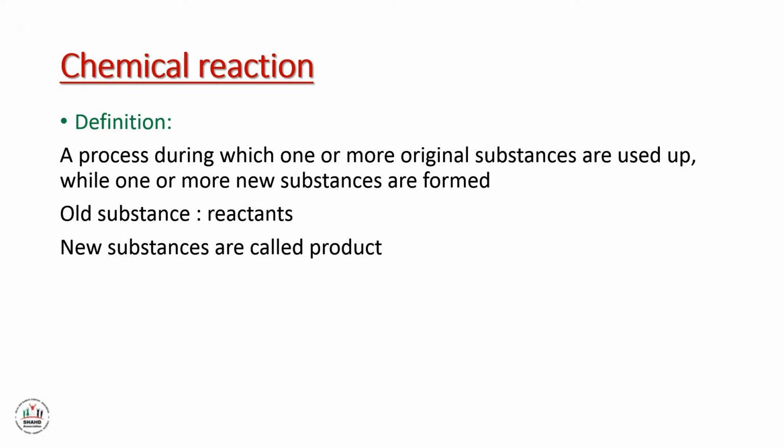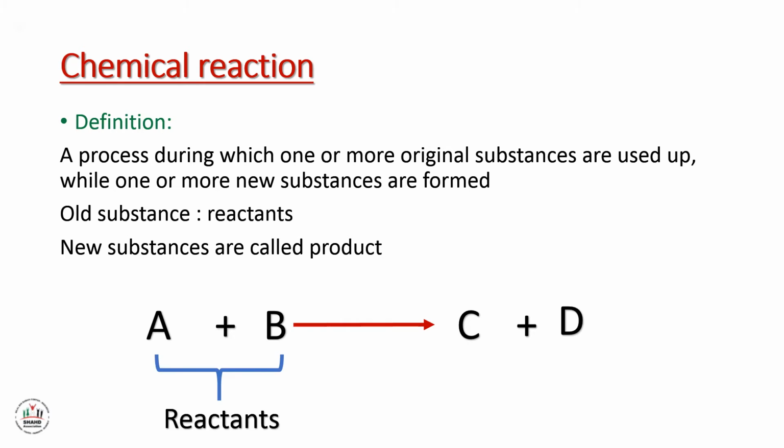A chemical reaction is notated as this: A plus B gives C plus D. In this reaction, A and B are called the reactants. C and D are called the products. Reactants are at the left side of the arrow, and the products are on the right side of the arrow.